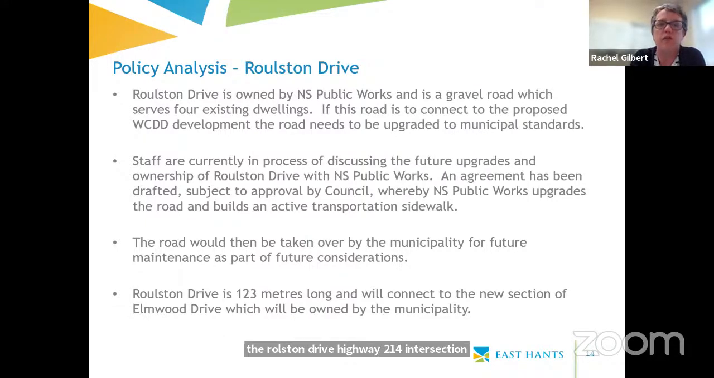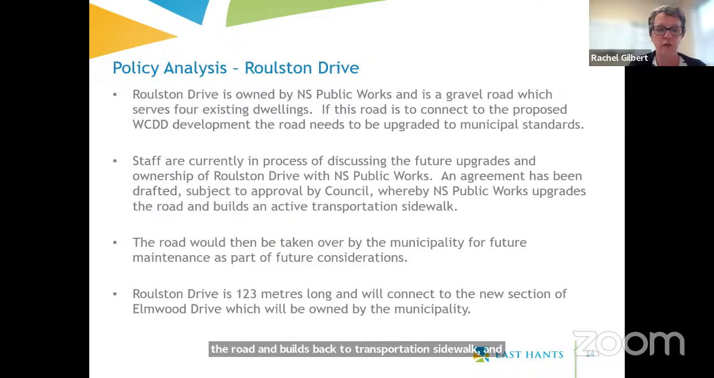So Ralston Drive is currently a gravel road which is owned by the province. Staff are in the process of discussing the future upgrades and ownership of Ralston Drive with Nova Scotia Public Works, and an agreement has been drafted subject to approval by council, whereby Public Works upgrades the road and builds a transportation sidewalk. And that's with Nova Scotia Public Works right now.